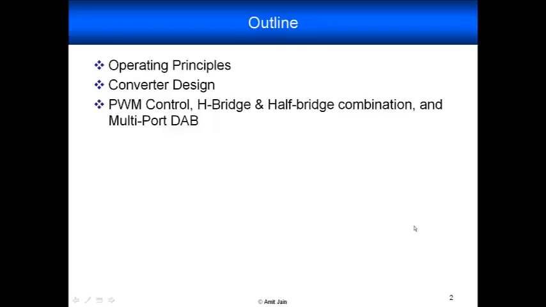Okay, so I'm going to talk about the dual active bridge converter, and I've organized the material in 3 lectures. In the first lecture, I'm going to talk about the basic topology and its operating principles. In the second lecture, we'll look at the converter design, how we can optimize the design parameters to get best performance. In the third lecture, we'll look at some variations of the dual active bridge converter, introducing PWM control and some topology variations also.